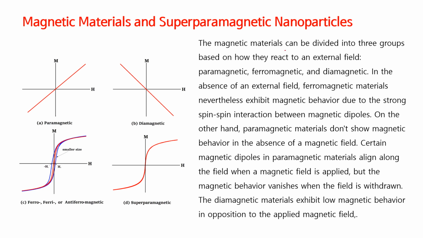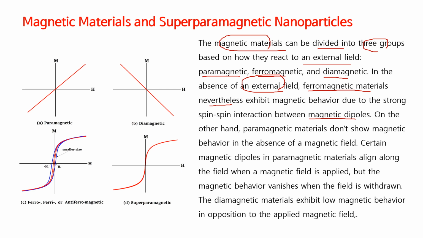Magnetic materials can be divided into three groups based on how they react to an external field: paramagnetic, ferromagnetic, and diamagnetic. In the absence of an external field, ferromagnetic materials nevertheless exhibit magnetic behavior due to the strong spin-spin interaction between magnetic dipoles.